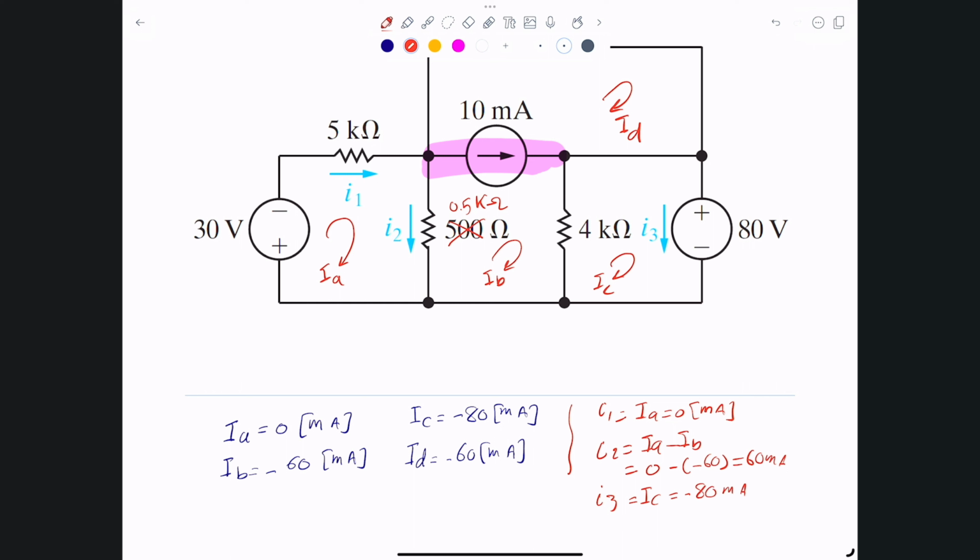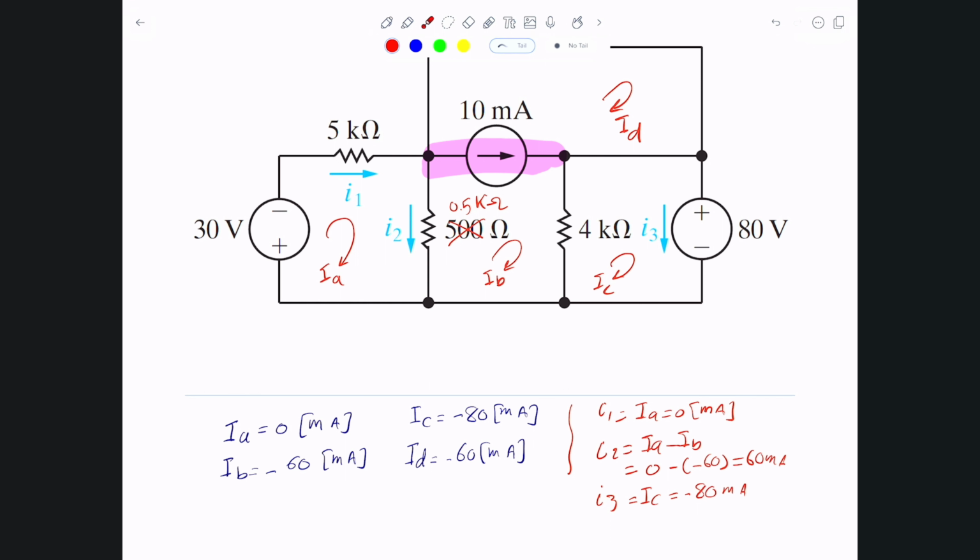Okay, and now we have all the currents that we want, and of course we can compute the power. For example, for the 80 volts, I know that this is 80 volts, and the current is going in the positive direction here, and it's negative 80 milliamps. You can multiply them and figure out what the power that is generated by this particular source is.